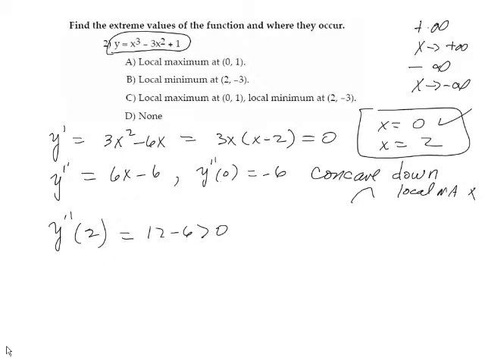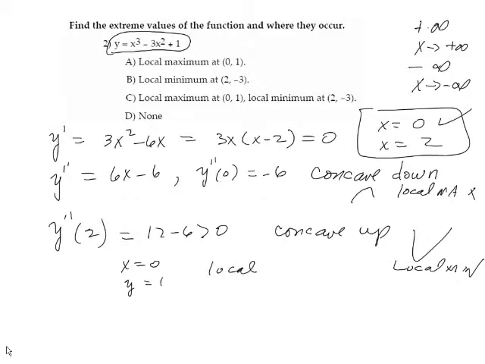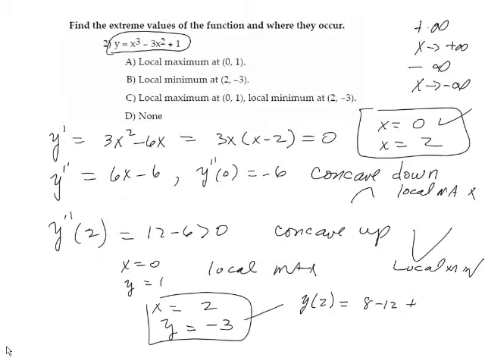And if you look at the second derivative at the other critical point, you see that it is 12 minus 6, which is more than 0, so it's concave up, so it's a local minimum. So x equals 0, y equals 1. It's a local max. X equals 2, y equals minus 3. By the way, you get the minus 3 by plugging in the 2. Y at x equal 2 is equal to 8 minus 12 plus 1 is equal to minus 3. So it looks like that answer is going to be C.